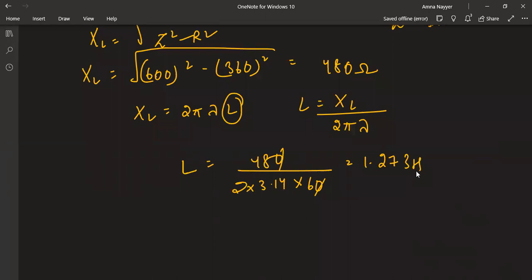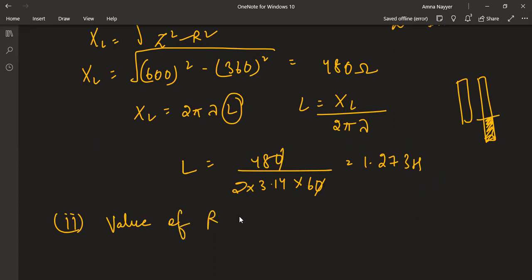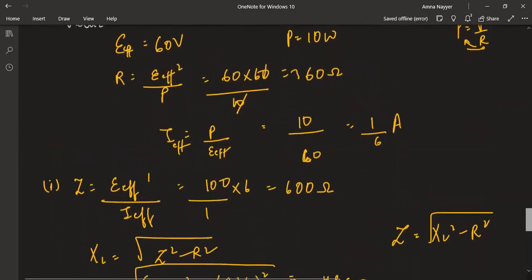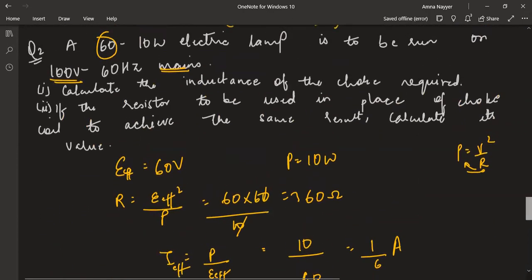Now the second part is asking, if a resistor is to be used in place of the choke coil to achieve the same result, what is the difference? The total required is 600, and 360 is already there, so this extra portion was required. So the value of resistance will be 600 minus 360, which is equal to 240 ohms. That will be the answer. Note it down, class. Did you write the question?